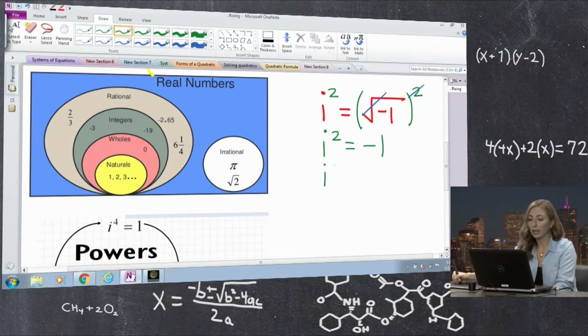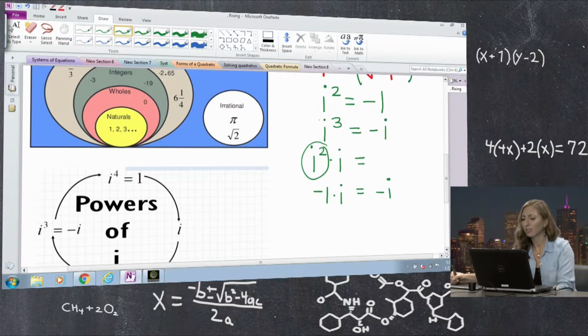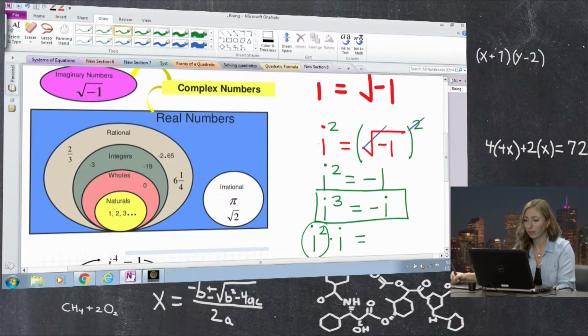So let's say I were to do i cubed. What does that equal? Well, you can think of i cubed as the same thing as i squared times i. And i squared, well, we already proved up here that i squared is equal to negative 1. So i squared times i is equal to negative 1 times i, which just simplifies to negative i. So we can say that i cubed actually simplifies to negative i, which is very interesting.